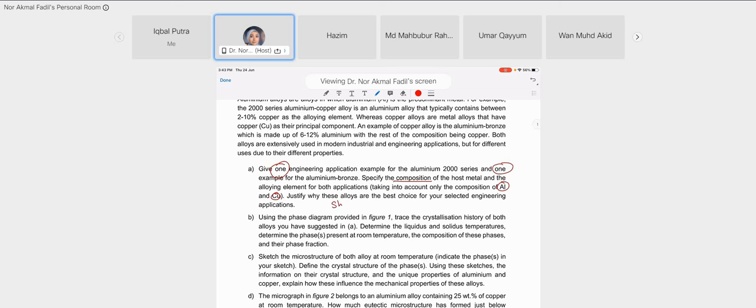A general answer like automotive is not acceptable. If ship is mentioned, then say the ship hull, or the ship turbocharger or whatever. You should be able to find it.